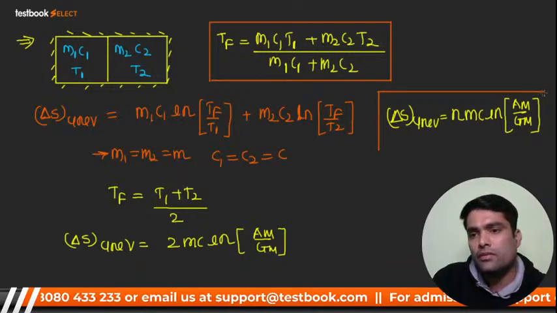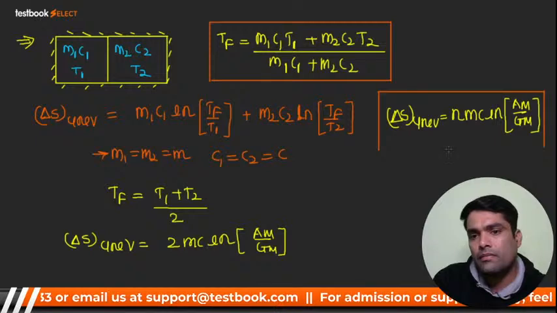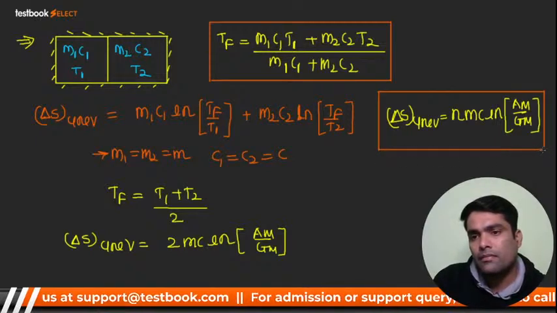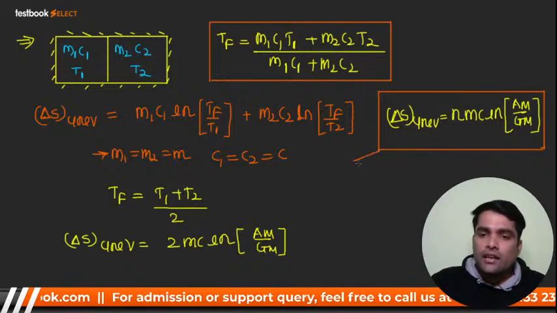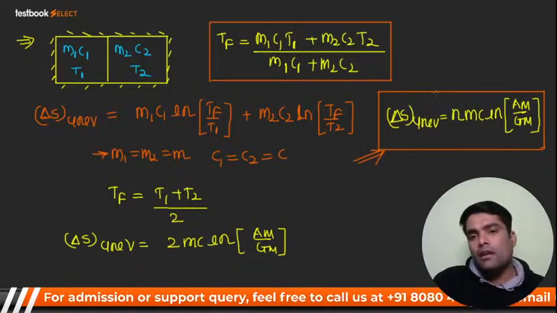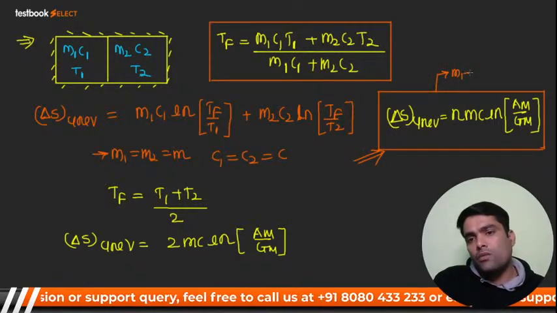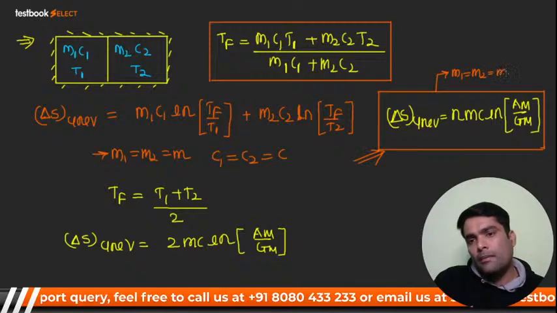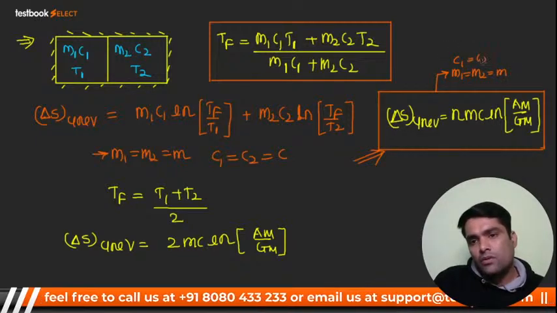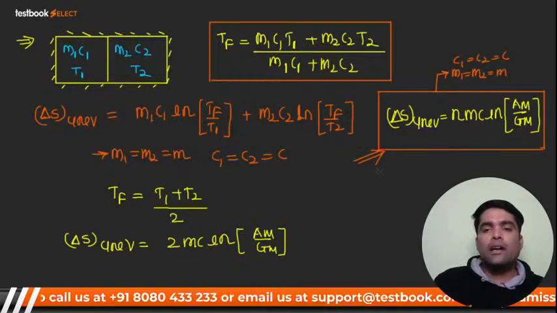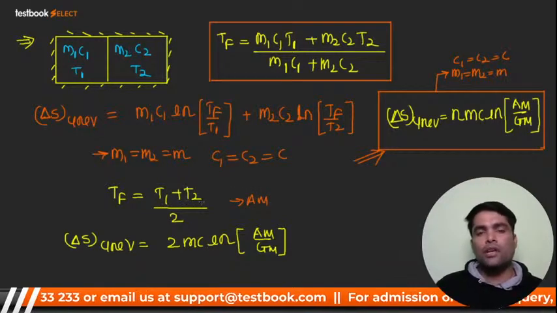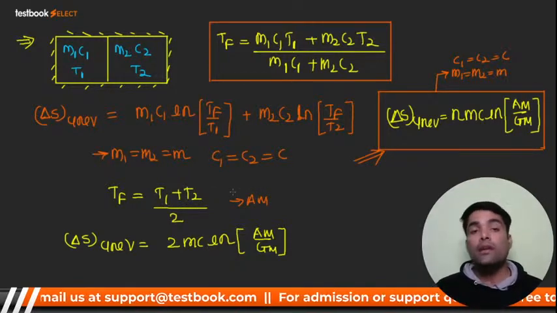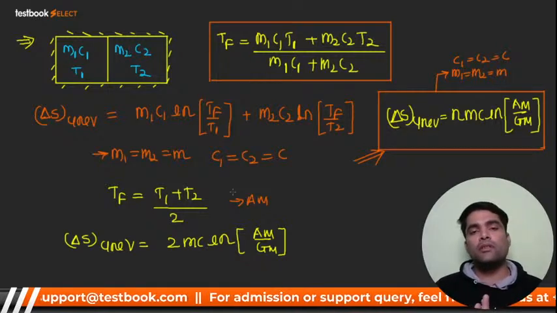बच्चा पार्टी, listen to me very carefully. We have to remember this formula, and it is applicable when M1 is equal to M2 is equal to M, and C1 is equal to C2 is equal to C. Now arithmetic mean I have already told you. If there are 3 temperatures, then T1 plus T2 plus T3 divided by 3, and if I have 4 temperatures T1 T2 T3 T4, summation divided by 4.